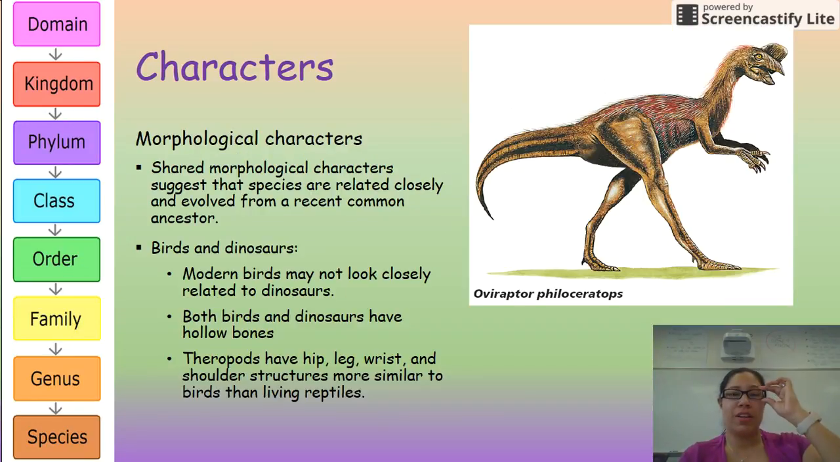So let's look at our morphological characters. Let's look at birds and dinosaurs. They don't look the same, but they do have morphological characteristics that are the same. Both of them have hollow bones, and that shows that they're closely related. So they're more closely related than, say, other species.